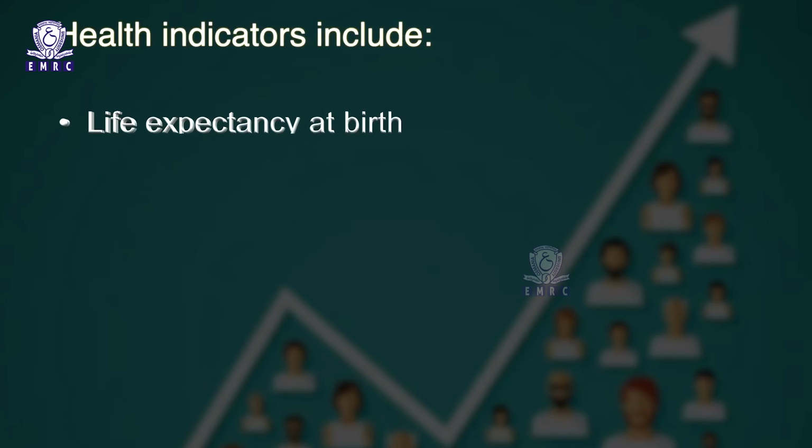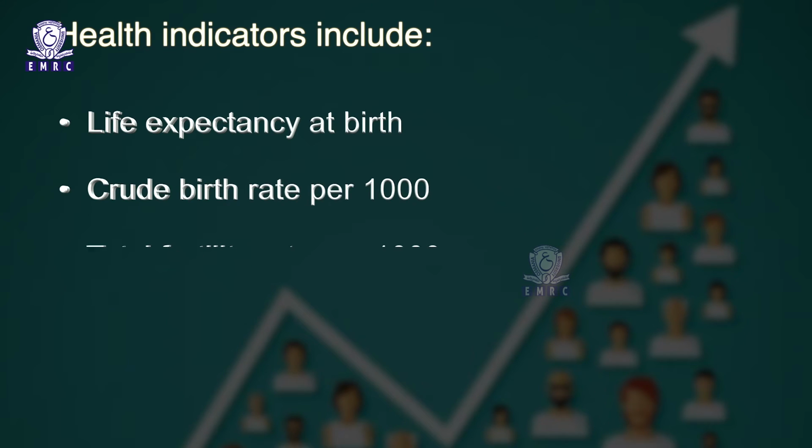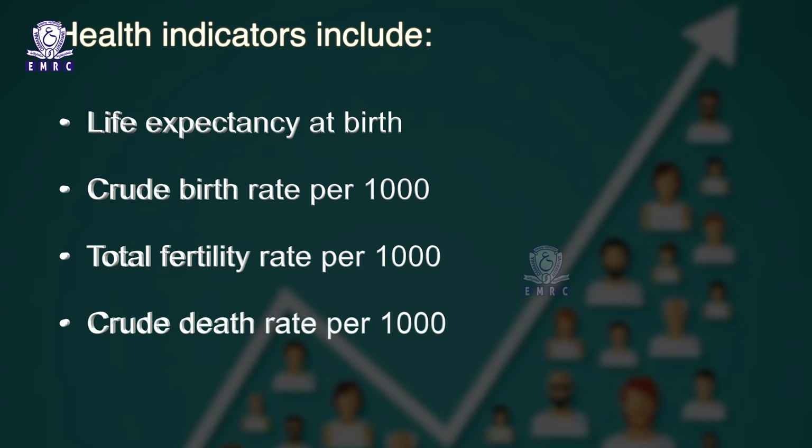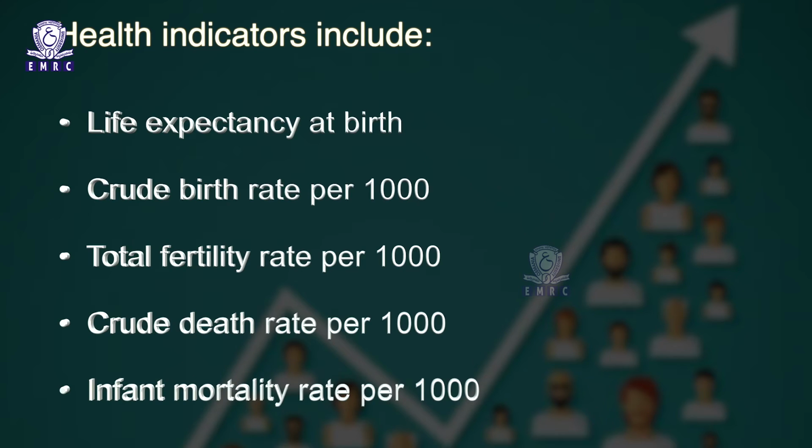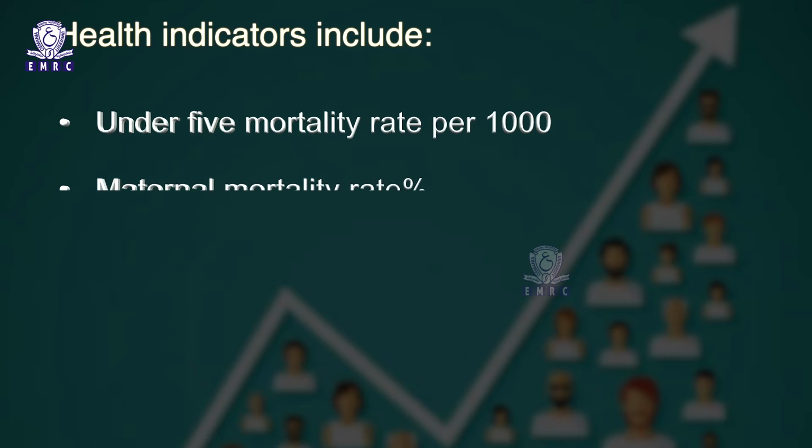Now let's look at the next demographic character, the health indicators. Health is one of the important indicators of human development. Life free from illness and ailment and living a reasonably long span are indicative of healthy life. The health indicators include life expectancy at birth, crude birth rate per 1000, total fertility rate per 1000, crude death rate per 1000, infant mortality rate per 1000, under 5 mortality rate per 1000, maternal mortality rate.